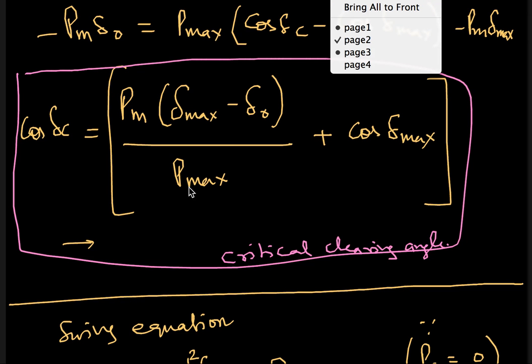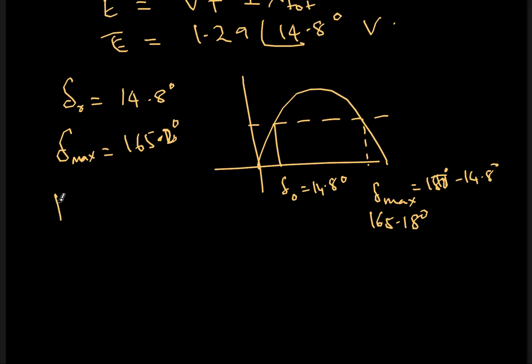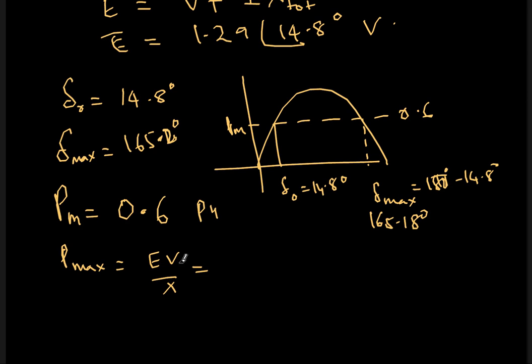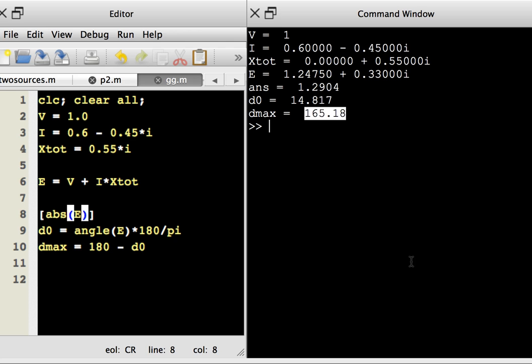Here I also require PM and Pmax, so let me write down those quantities. PM is the mechanical power input, which will be equal to the electrical power input during the steady state. So PM is 0.6. Now what is Pmax? Pmax is nothing but EV by X. E we calculated as 1.29, V is 1, and my total X is 0.55.